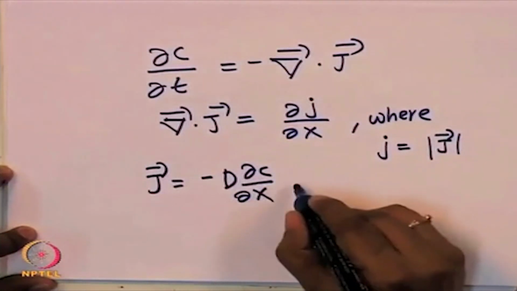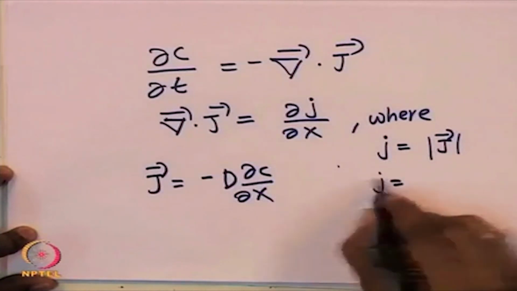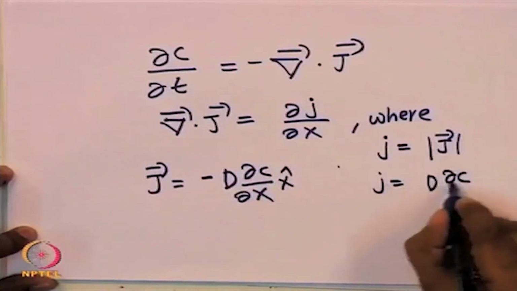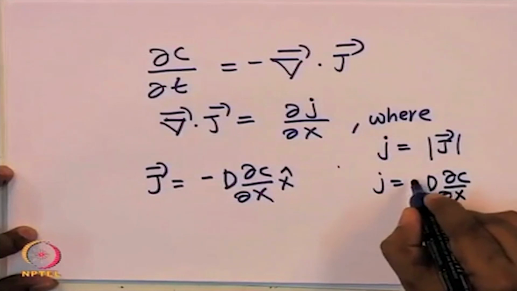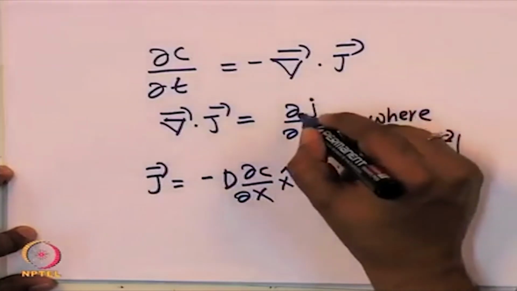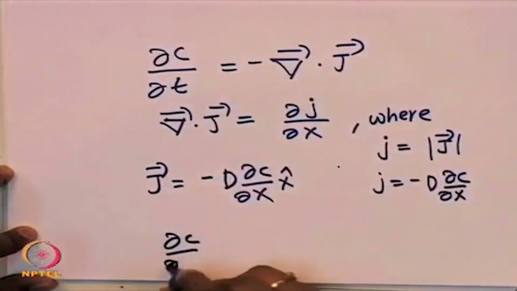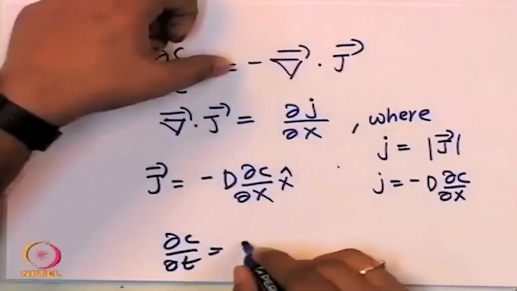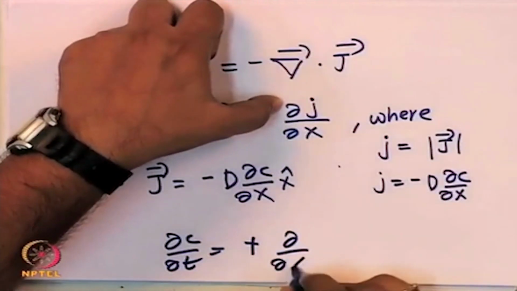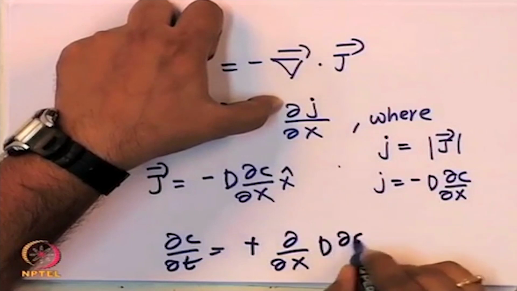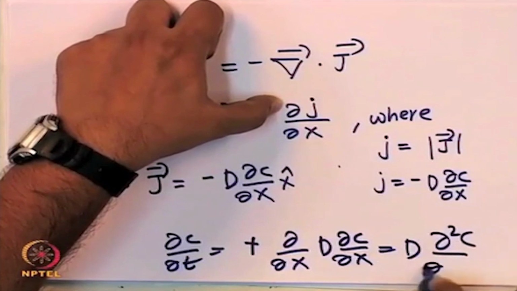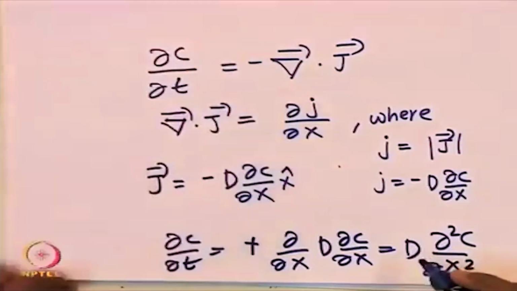So, what does this imply? This implies that the j vector here has an x cap, so little j here is d del C by del x with a minus sign. Now, if you substitute this little j here, what we get is del C by del t is minus del dot j, which is plus del by del x of d del C by del x. So, this is d del square C by del x square, where d is a constant.